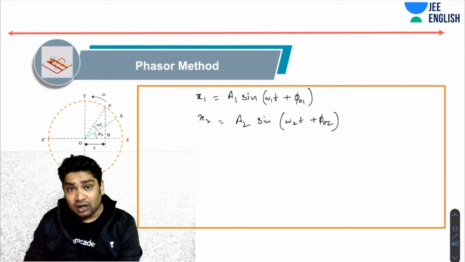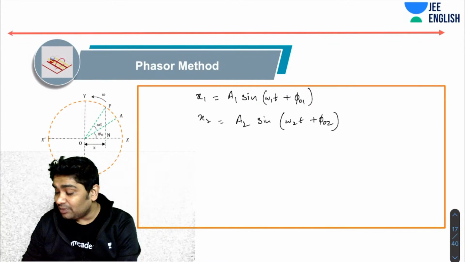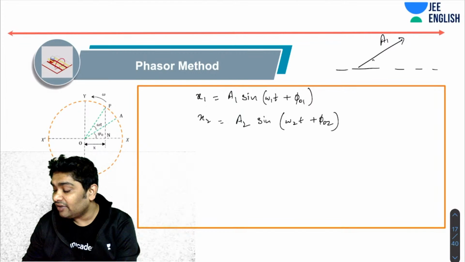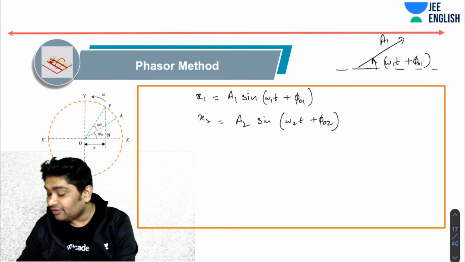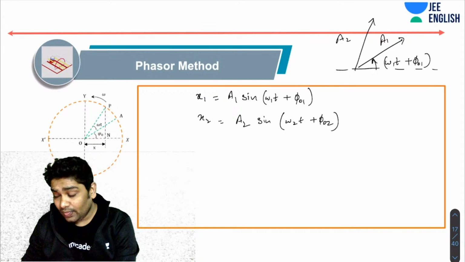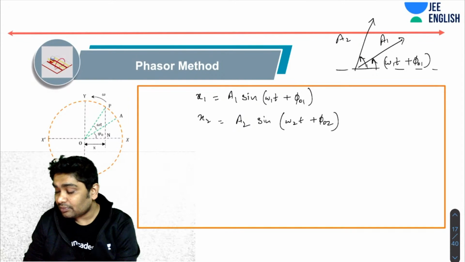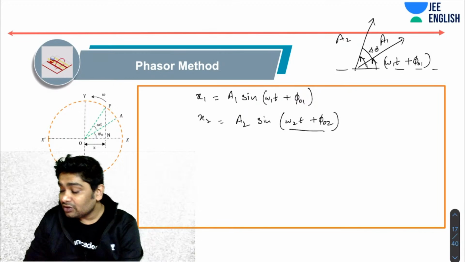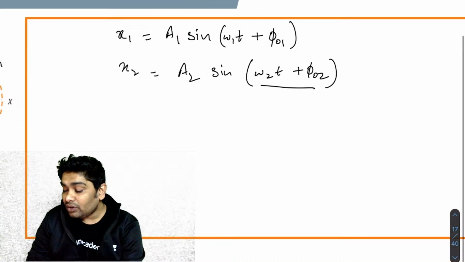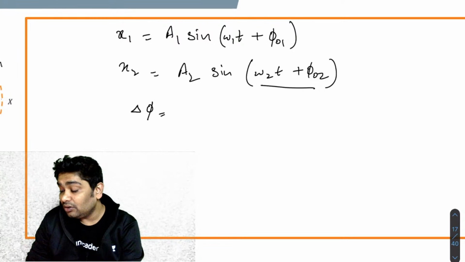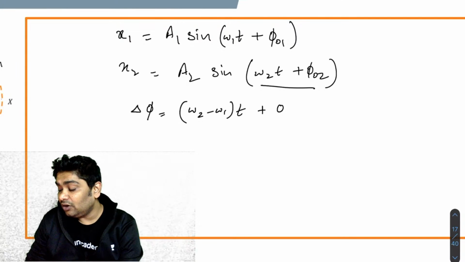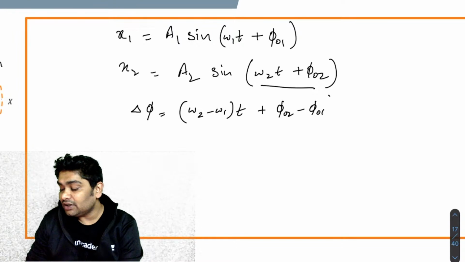So you realize every SHM now can be represented by a phasor. Okay, so for this I can consider a phasor which has a length A1, and at any time t, this is the phase, which is omega 1 t plus phi naught 1. Right, and the second phasor, of course, would be something like this, having length A2, and the phase would be given by this. So you realize at this instant, what is the phase difference? Delta phi. So delta phi is going to be (omega 2 minus omega 1) t plus (phi naught 2 minus phi naught 1). Okay, this is going to be the delta phi.